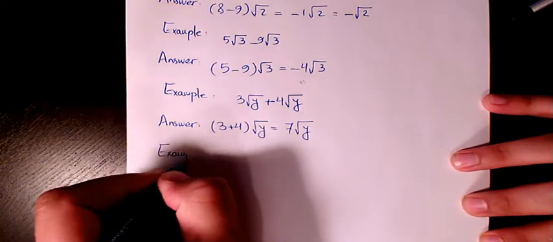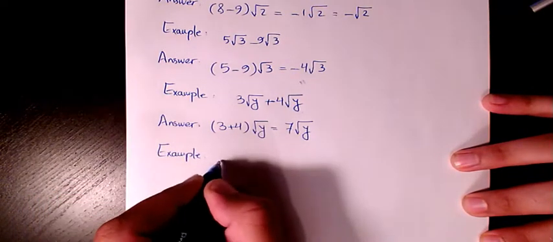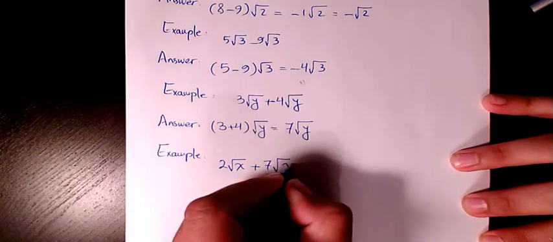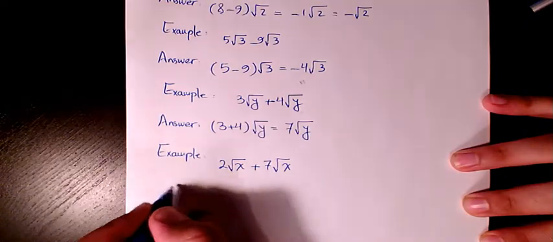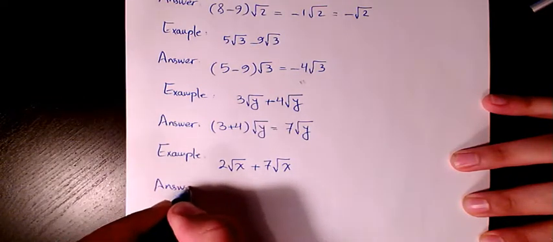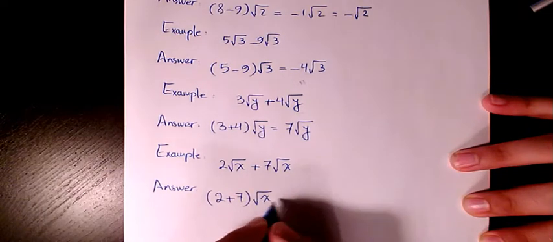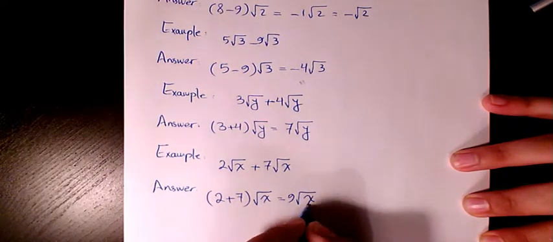Next is 2 root x plus 7 root x. The answer is 2 plus 7 times root x, or 9 root x.